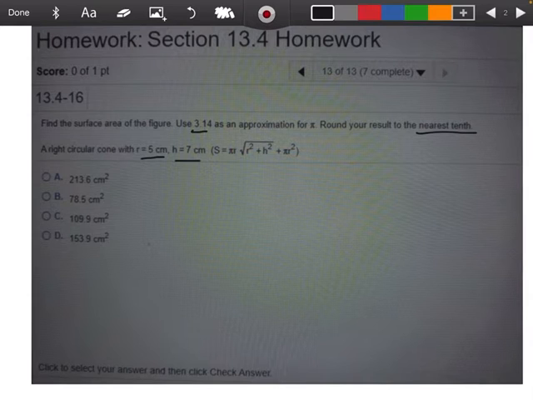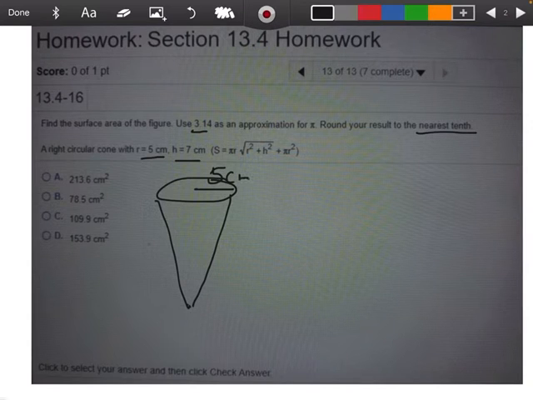Okay, so let's think about what we have. It tells us that we have a cone, right? So like we're going to go with raspas. All right, so here's my cone. We know that the radius here is 5 centimeters. And we know that the height down to here is 7 centimeters, okay?